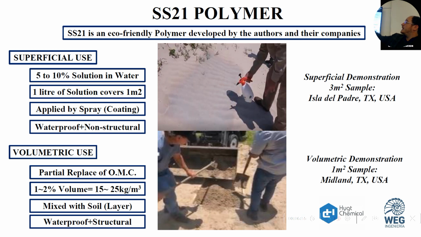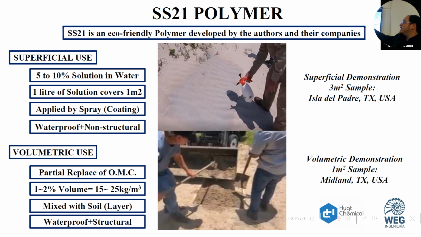So how do we use a chemical for stabilization? We use it superficially, applying it by spray, like creating a coating, or we use it volumetrically, mixing it with the soil, and we create a layer. Those are the main topics we will talk about later for creating a barrier in a landfill cell. As you can see in the top photograph, this is a superficial demonstration in Texas, in Isla del Padre, and below is another demonstration in Texas as well, but in Midland, a volumetric application.